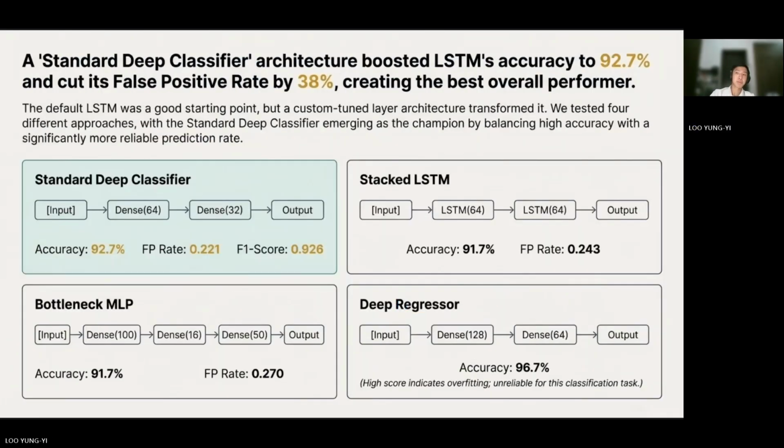Now we have already compared LSTM on model level. Now we compare on layer level. On layer level, we will see that the standard deep classifier is a better layer compared to three other layers that I've also engineered. The layers that I've engineered are stack LSTM, bottleneck LP, and deep regressive. So this is how the layers are sequenced.